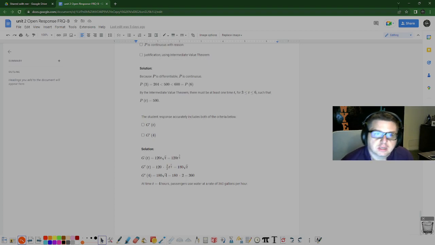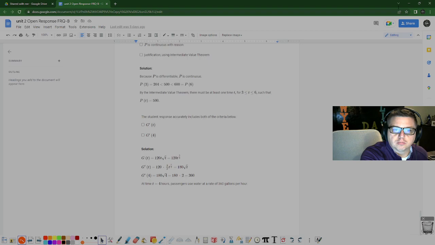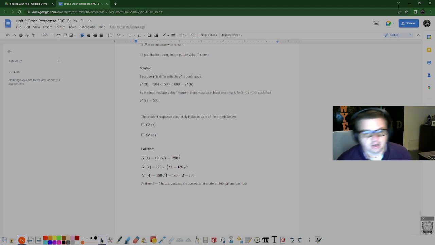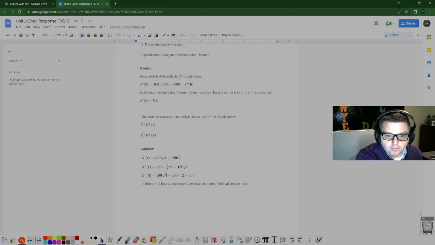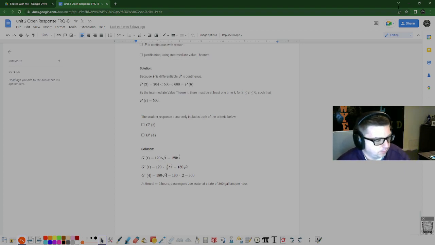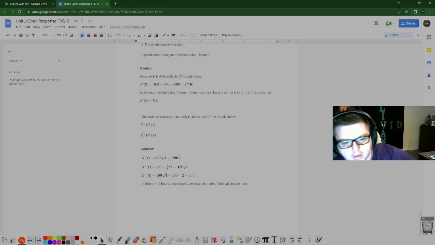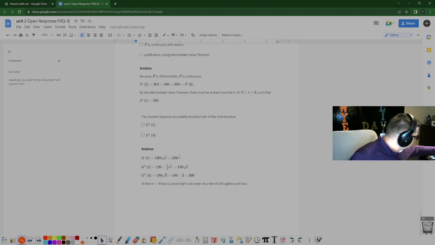And what does it say? They give us g prime at 4. Making sure it's labeled, though. I definitely would stress a lot to write that statement at the end. I think it's extremely important.